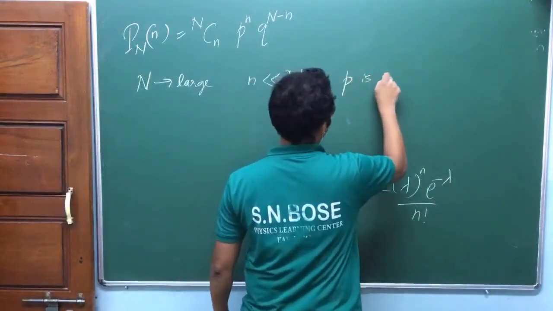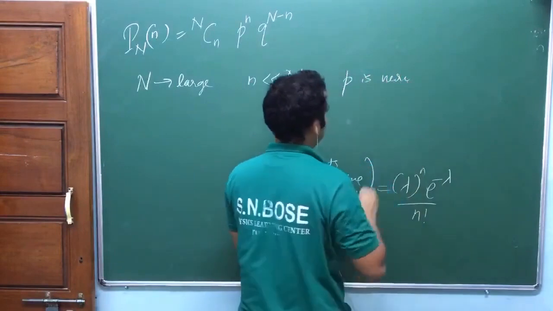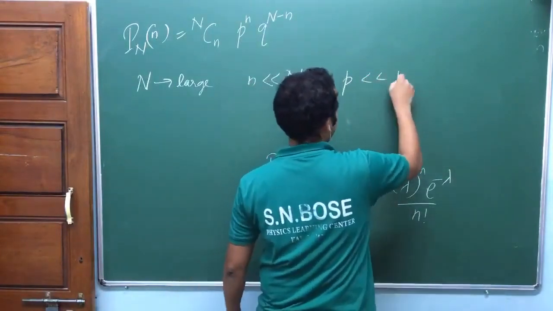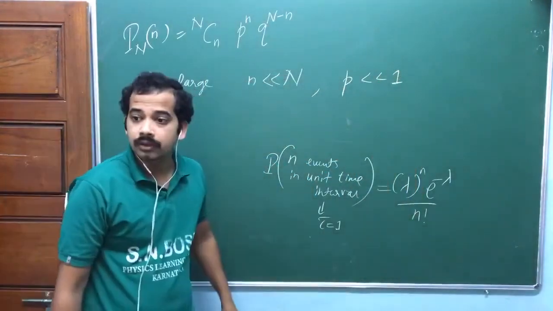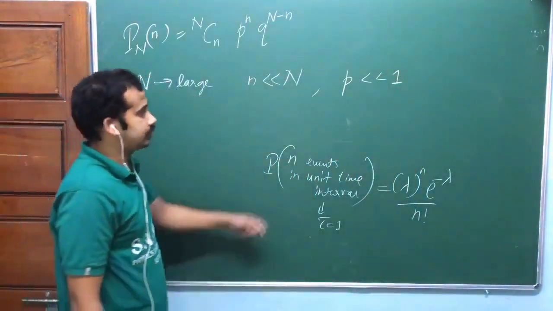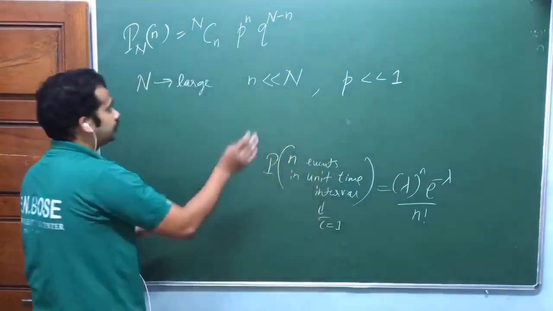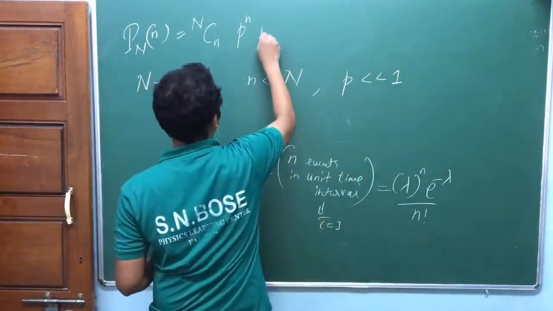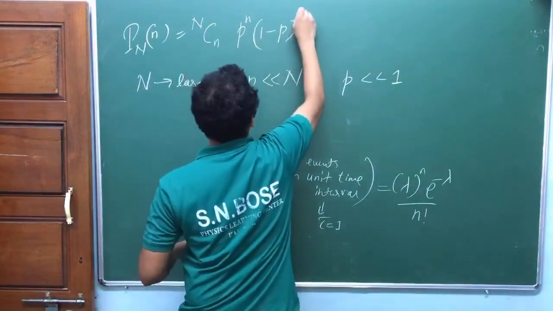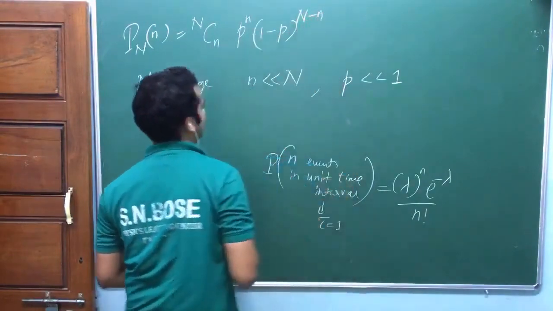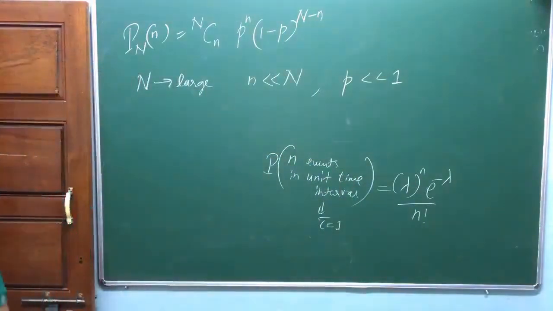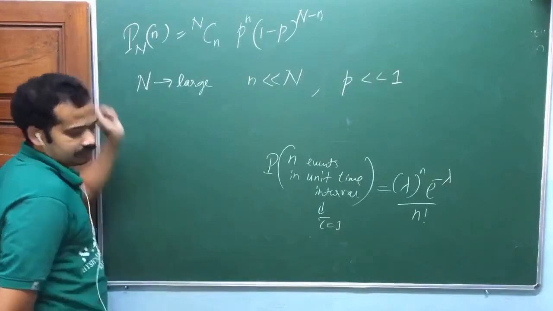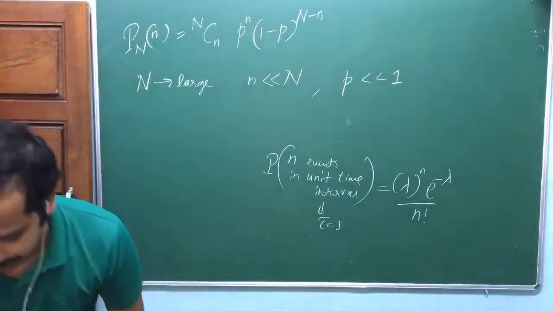p is less than 1. Small means less than 1. The probability of success is very small. We are talking only about success. You can write 1 minus p here, 1 minus p whole raised to N minus n. N is very large, small n is very much less than N.